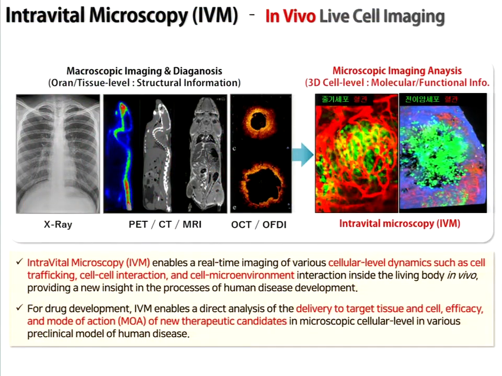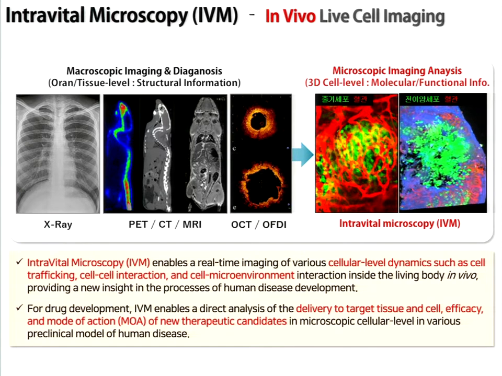So, intravital microscopy can enable real-time imaging of various cellular level dynamics, such as cell trafficking, cell migration, cell interaction, and cell microenvironment interaction inside the living body in vivo. And then it can provide various new insights in the process of human disease development and treatment.